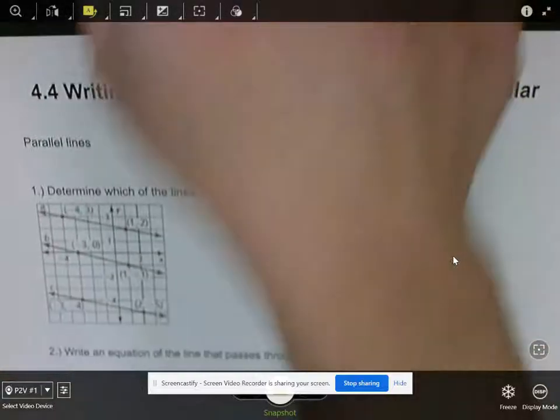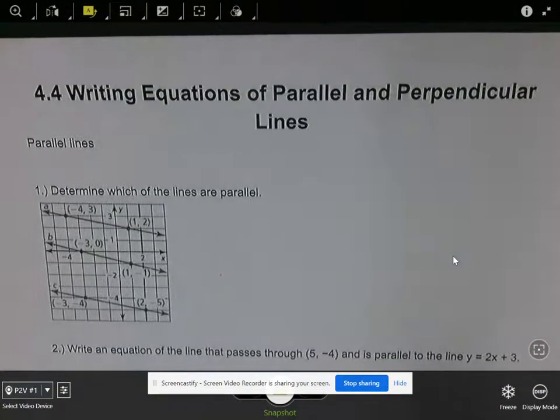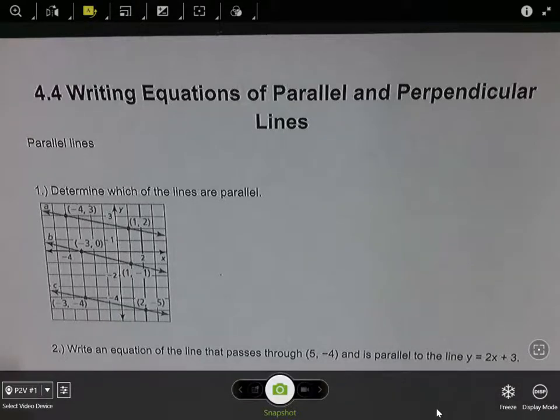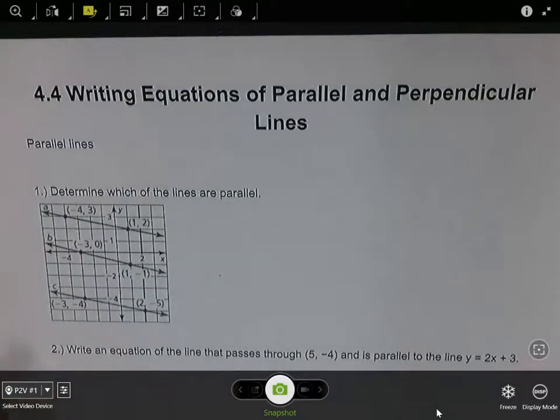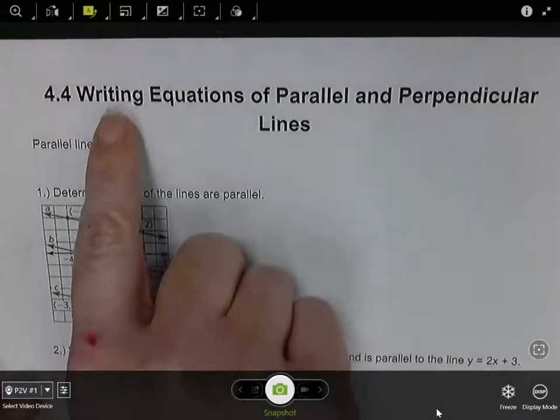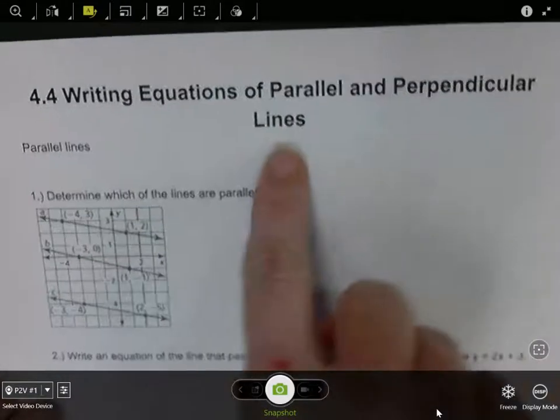All right, guys, so today, depending on if you're in Geometry or Algebra 1, Year 2, depends on what section this is for you. Geometry, this is section 4.4. Algebra 1, Year 2, this is section 4.3. Okay? All right, so we are covering writing equations of parallel and perpendicular lines.